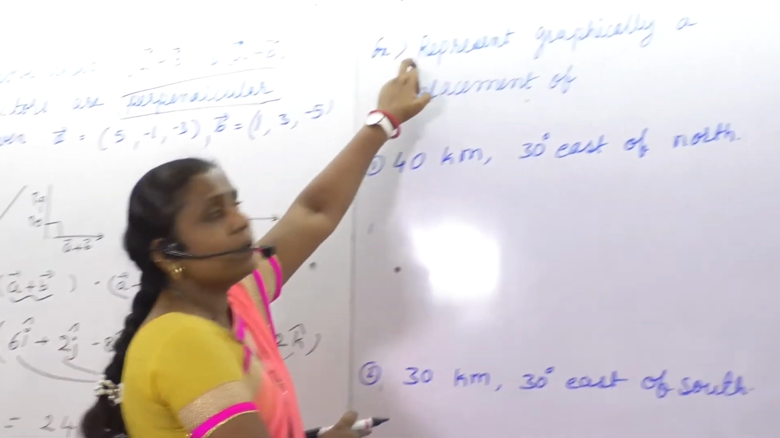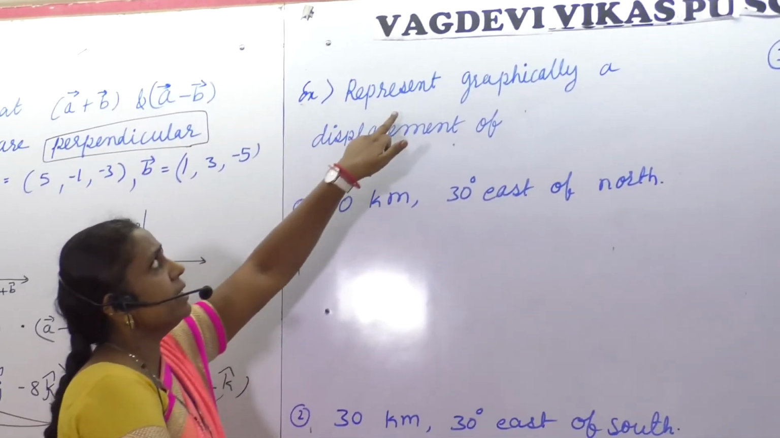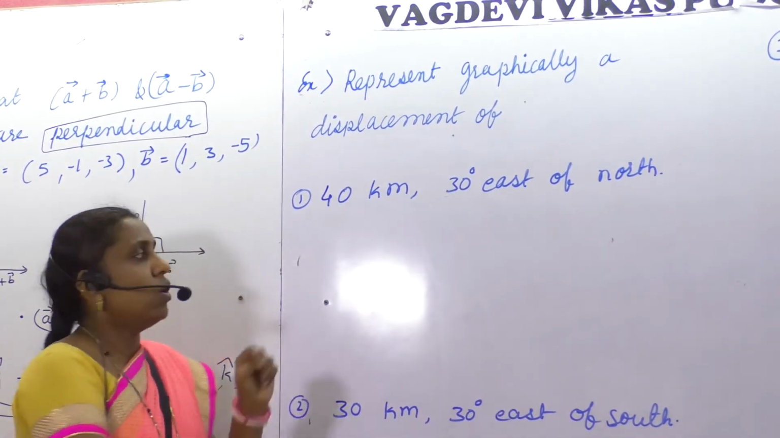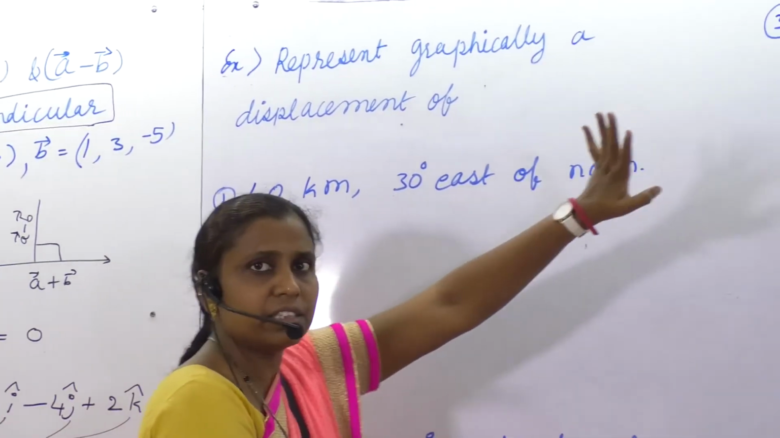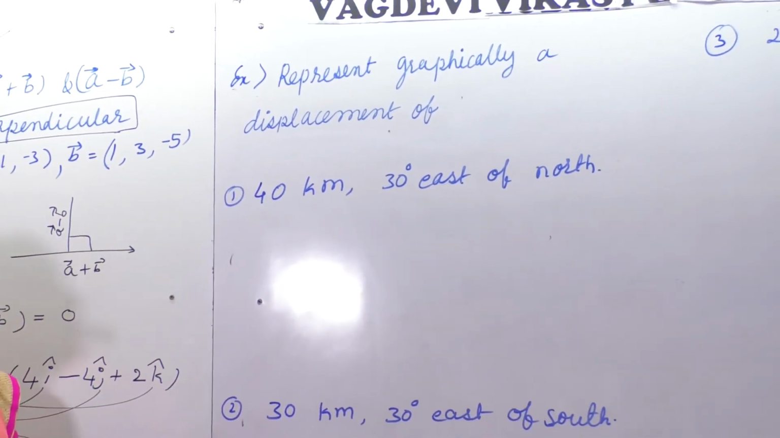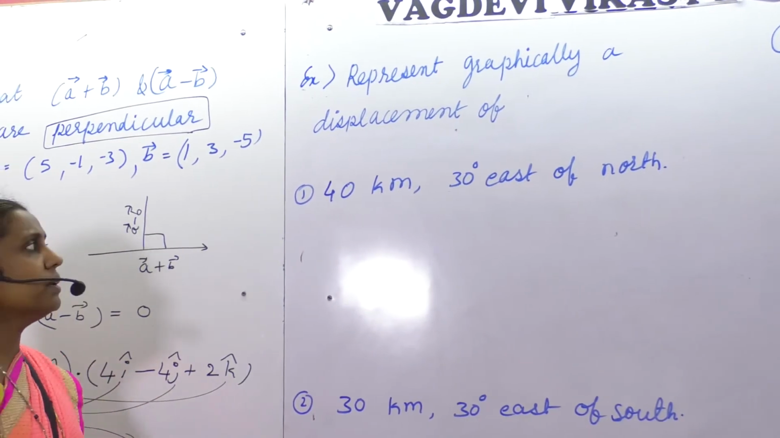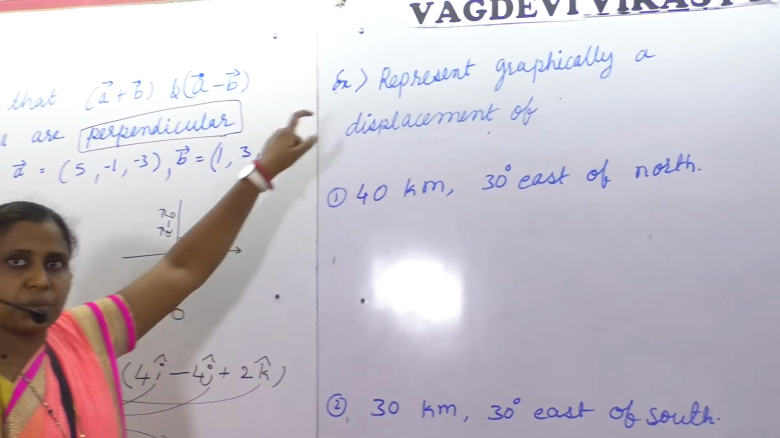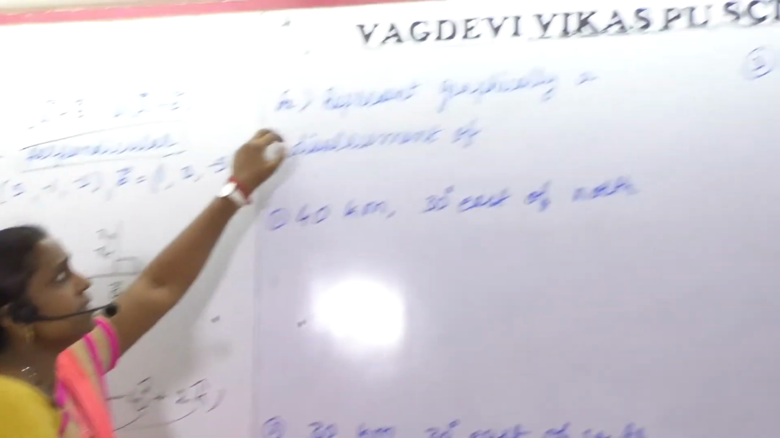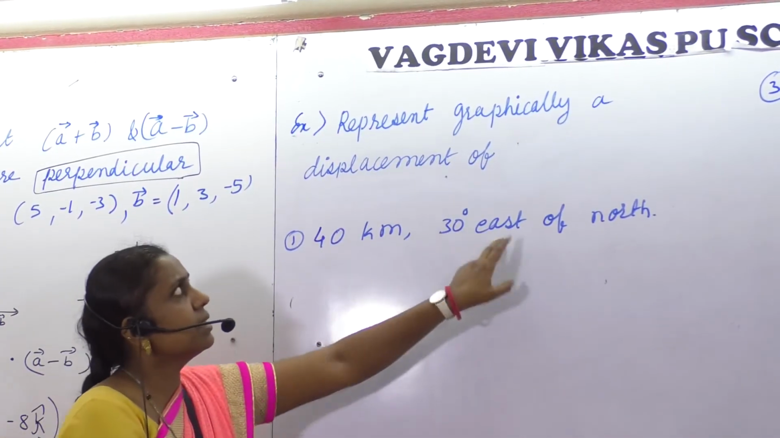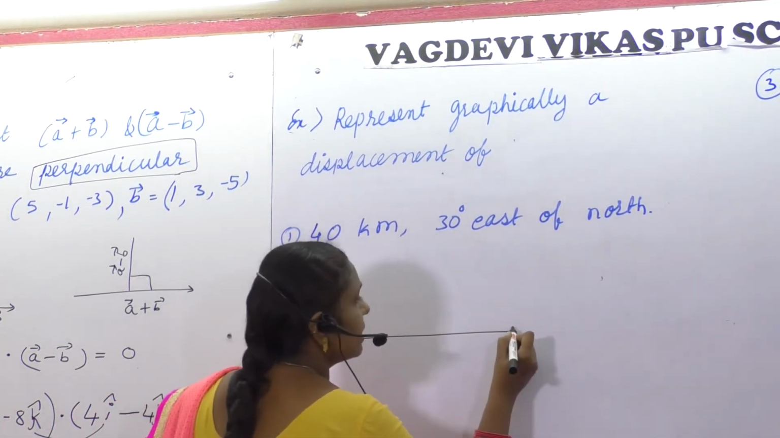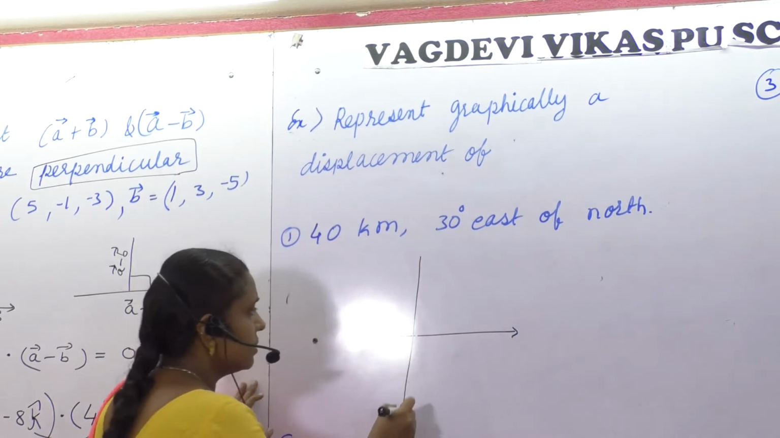Okay. Now, a very simple question we are trying here. Represent graphically a displacement of, a few questions are there, 3 questions. So, you have to make the graphical representation here. Okay. Next question. This is finished. Proved. The next question is representing this graphically. What I will do, I will just make the x axis and y axis.